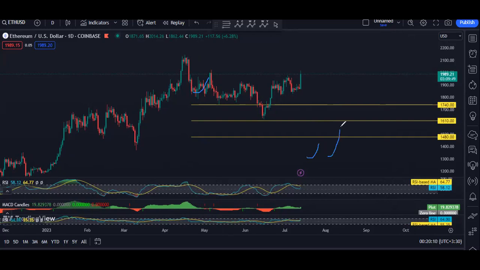That's why we came up with this support, and we mentioned that with the breakout of 1740, we can look for 1610 followed by 1480. That's why I mentioned if the price couldn't break any of these supports, then any reversal, any opportunity for buy, we will take it. And as we can see, with the breakout of 1740, the price almost dropped to 1610. Then we see the reversal.